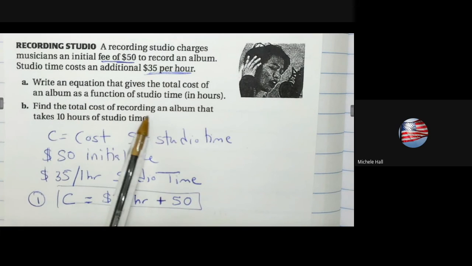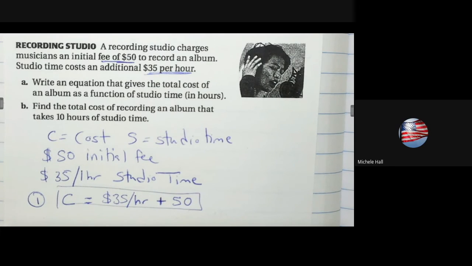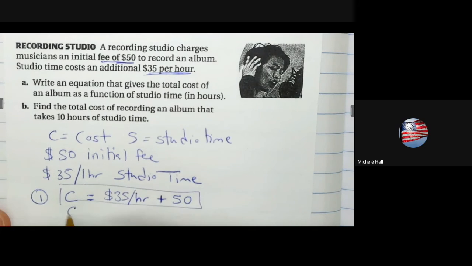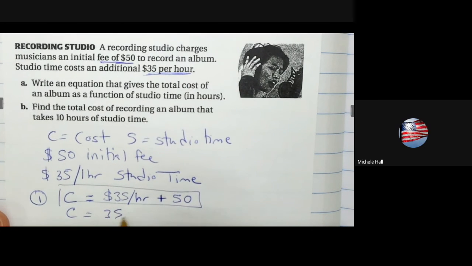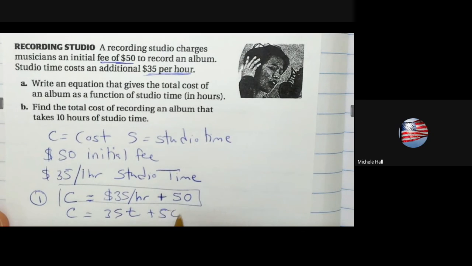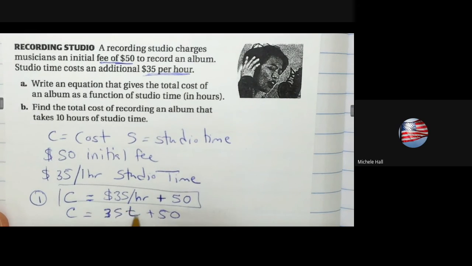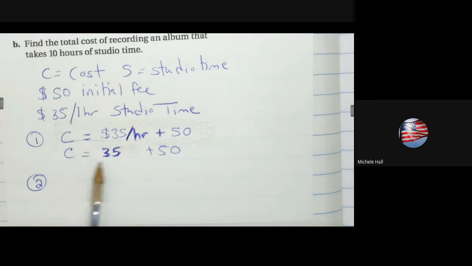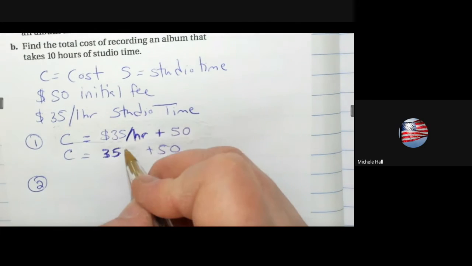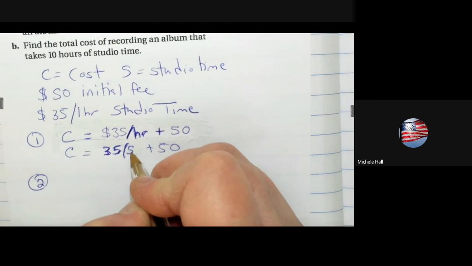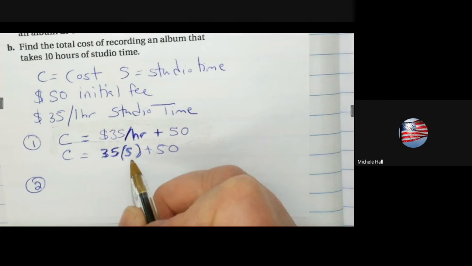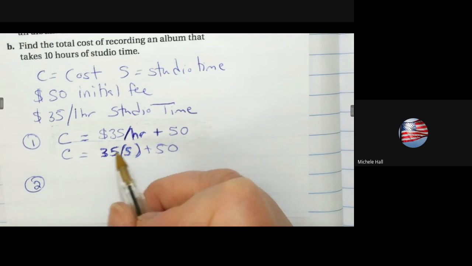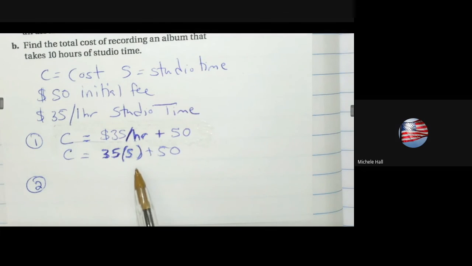Find the total cost of recording an album that takes 10 hours. This equation should be 35s plus 50. That's the equation we're looking for. The equation that we're looking for is cost equals 35 times the studio time, S. So if the studio time was 1 hour, it'd be 35. If it was 2 hours, it'd be 70. And now we can use this equation to figure out problem B.